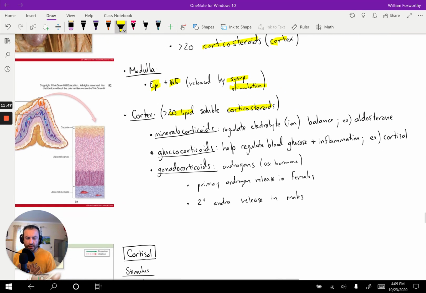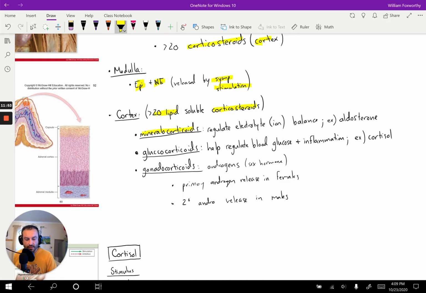Those corticosteroids fall into a few different categories. Mineralocorticoids regulate your electrolyte or ion balance. One example is aldosterone. We'll talk about them more; there's a whole chapter on electrolyte balance we'll get to later. Glucocorticoids help to regulate blood glucose, inflammation, and also your immune response. An example of that is cortisol. And if you're taking a steroid for inflammation, like dexamethasone or prednisolone, then that is an exogenous glucocorticoid.